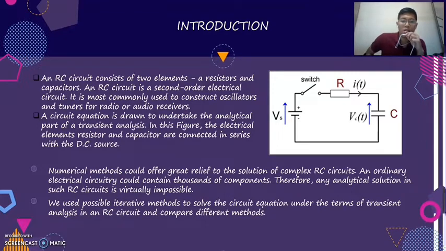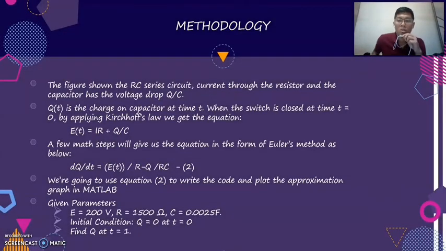In this figure, the electrical elements, resistor and capacitor, are connected in series with the DC source. Numerical methods could offer great relief to the solution of complex RC circuits, and ordinary electrical circuitry could contain thousands of components. Therefore, any analytical solution in such an RC circuit is virtually impossible. We use iterative methods to solve the circuit equation under the terms of transient analysis in an RC circuit and compare different methods.